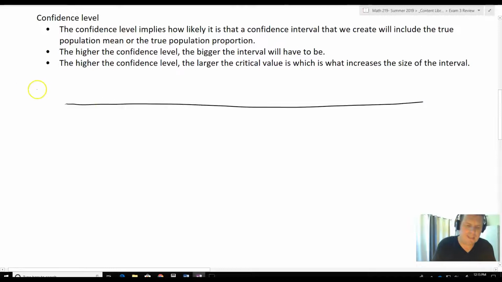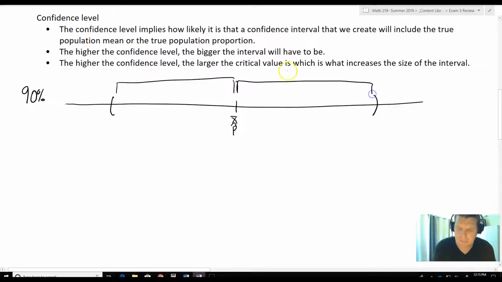So let's give an idea here. If I want to be, for example, 90% confident, I'm going to have a fairly sized interval. I'm still going to have x bar or p hat, my point estimate, at the middle. I'm going to have my margin of error, and let's say the margin of error here is 2. This is just an arbitrarily chosen one. So this one here is going to be x bar plus 2, and this one here will be x bar minus 2, for example.